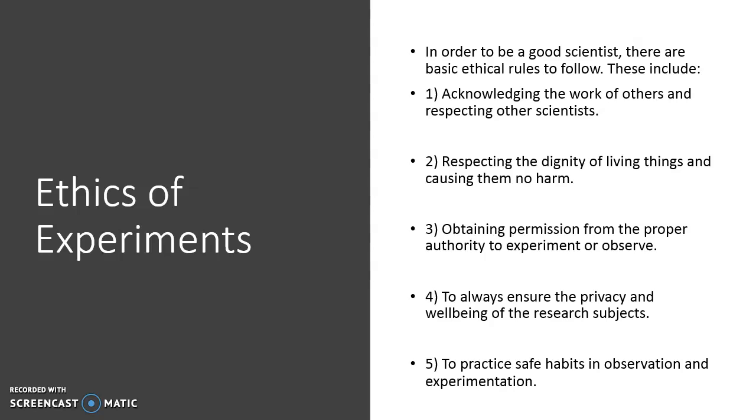To always ensure the privacy and well-being of the research subjects. So if the research subject is human, we have to maintain privacy. We always have to maintain the well-being, human and non-human, and to practice safe habits in observation and experimentation. It should go without saying that we should not put ourselves or others in harm's way when observing or experimenting. However, scientists in the past have done things that would cause them to be harmed. So we must make sure that we keep our safety and the safety of others at the forefront of our thoughts.